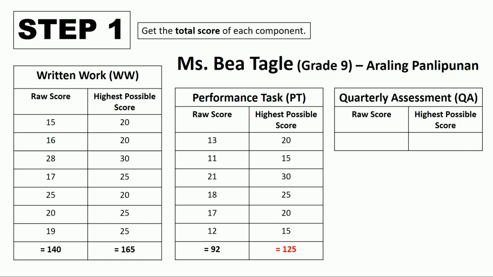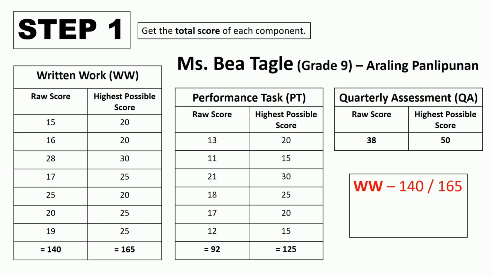For the last component, we have the quarterly assessment. Ms. Tagle got a score of 38 out of 50 items. So let us summarize all the results. The total score of Ms. Tagle's written works is 140 over 165. For the performance task, she got 92 over 125. And for her quarterly assessment, the score that she attained is 38 over 50. So that is the first step.